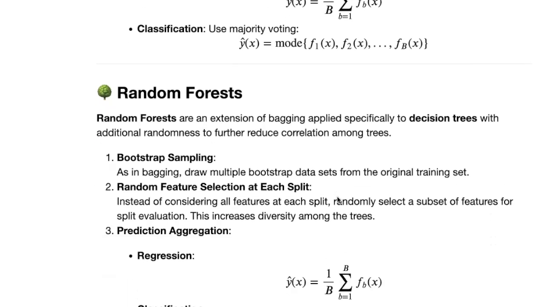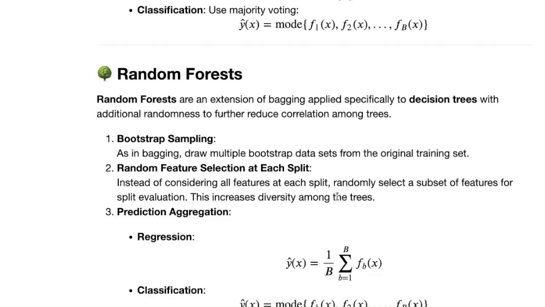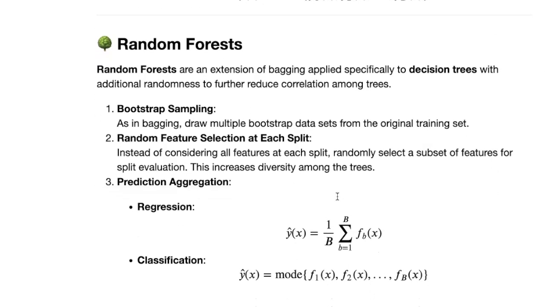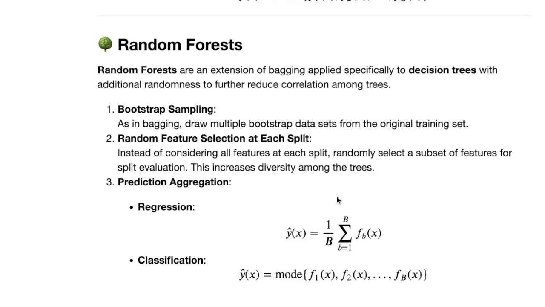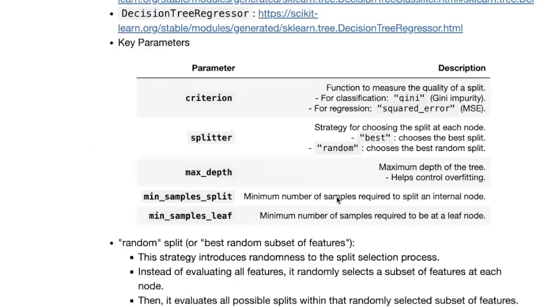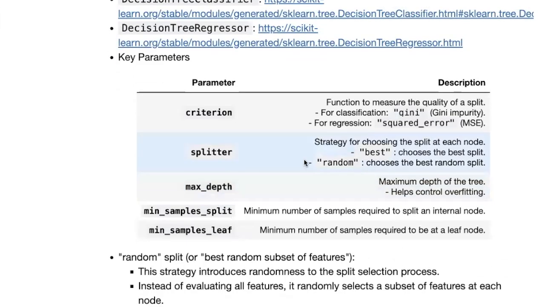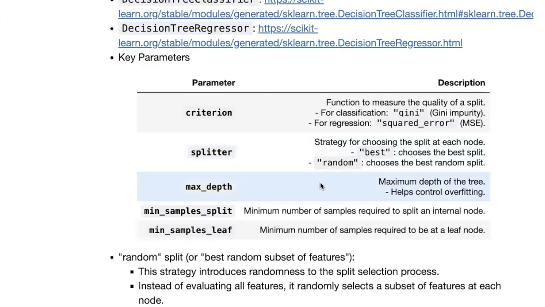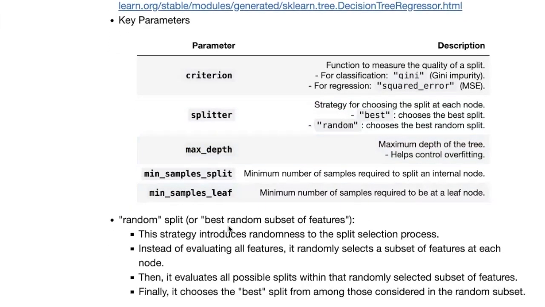And there's only one technical thing that we have to be careful of here, which is that with these trees, because we want to be as diverse as possible, instead of considering all features at each split, we work with a randomly selected subset of these features. And that's exactly that idea of random split or random best split that we had before, right? So when we got here, I said that we have the best and the random version, which we call the best random subset of features.